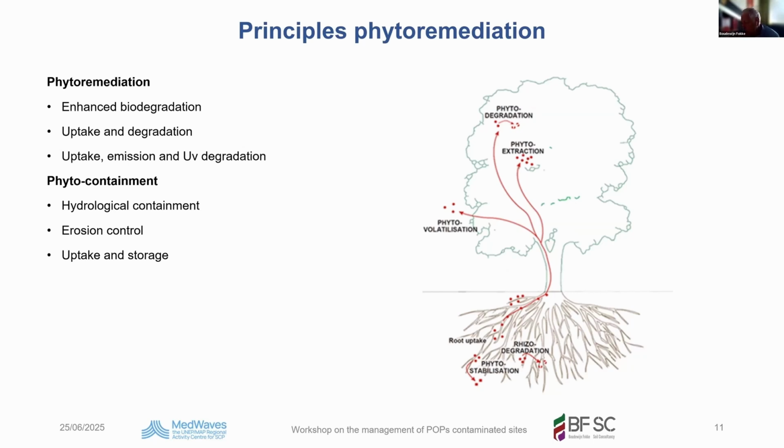Roots can take up the contaminants, and it can be stored in the roots or in the tissues. Therefore, it's important that phytoremediation should be done with local species, not bearing edible fruit or leaves, and the timber cannot be used for constructions unless it's tested.